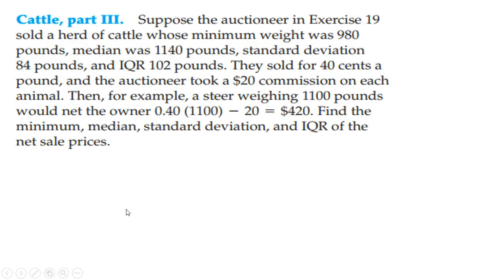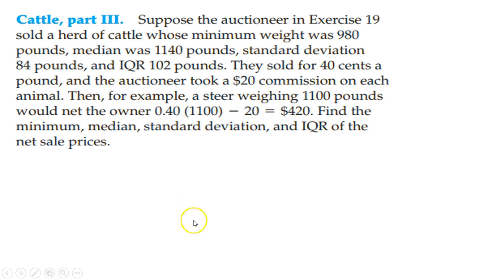Taking a look at the cattle again, suppose that the auctioneer in exercise 19 sold a herd of cattle whose minimum weight was 980 pounds. Its median weight is 1140. Standard deviation is 84 still. The interquartile range is 102, and they sold for 40 cents a pound, and the auctioneer took a $20 commission on each animal. For example, a steer weighing 1,100 pounds would net the owner the 0.4, but then I also have to subtract 20 from it to get that. It says find the min, the median, the standard deviation, and the interquartile range.